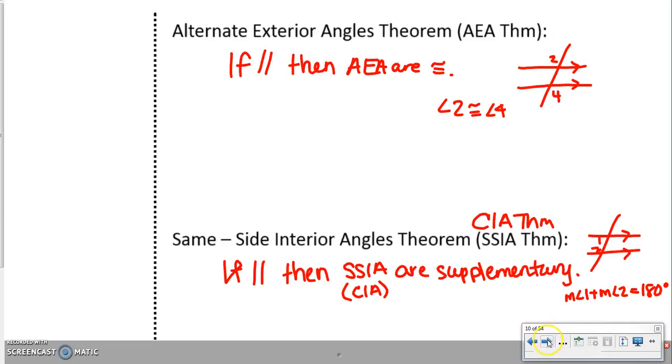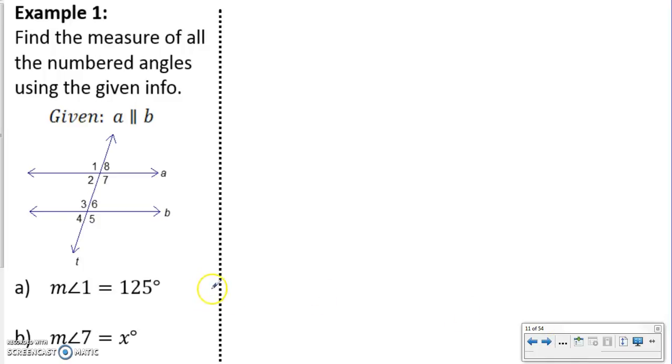Okay, so now let's see how those are going to help us with our problem. So this is an easy enough picture. Go ahead and sketch that, so you can pause while you sketch that into your left-hand column. Okay, so part A, it says find the measure of all the numbered angles using the given info.